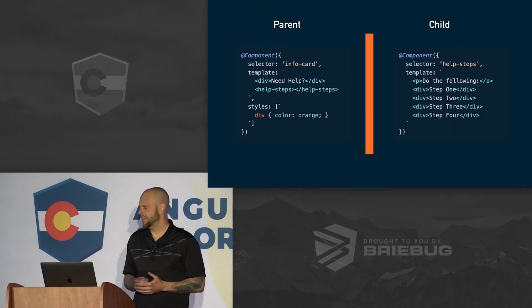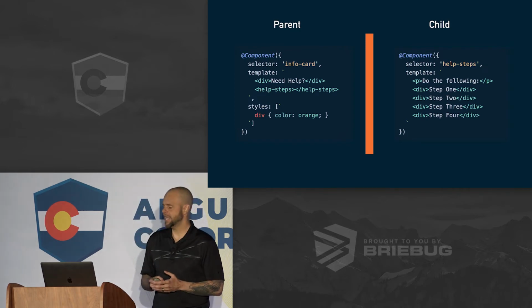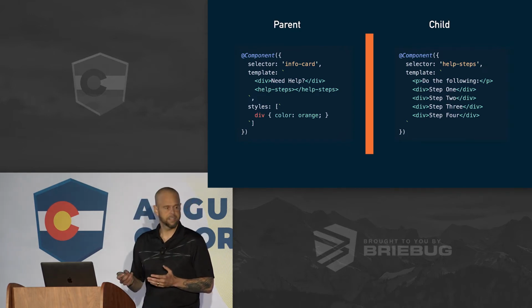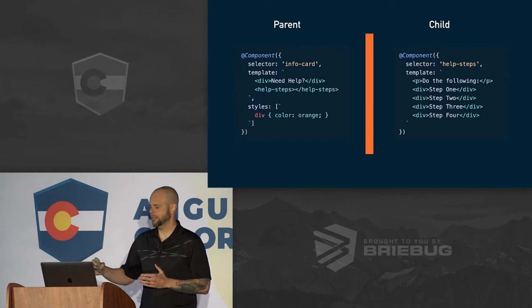In this case, we have a parent component and a child component. This parent component has a div style rule to style the div in there. This emulated mode sets up a boundary to keep that div styling from leaking down into our child components, so none of their divs get styled.